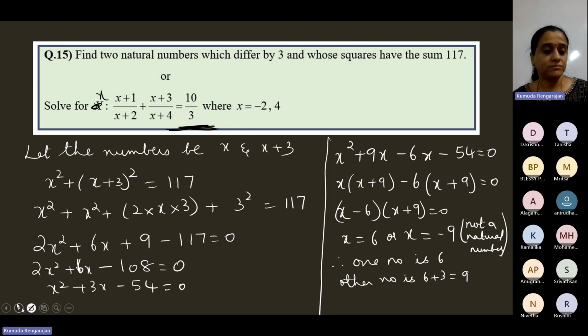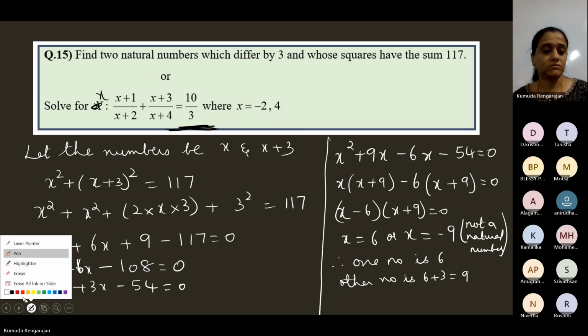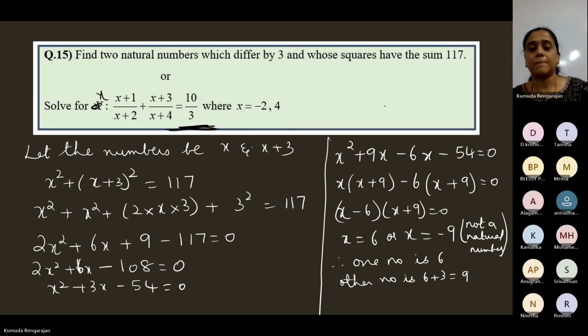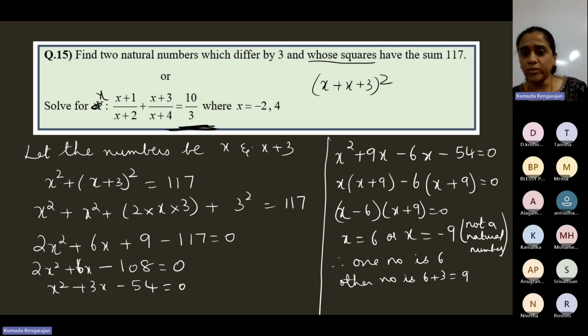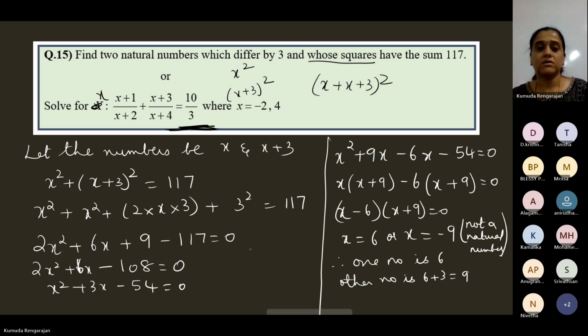Okay, next one. See, it is not x plus 3 the whole square, correct? Because two squares have the sum. So the square of x is x squared. The square of x plus 3 is x plus 3 the whole square. You should add the squares. And that is 117.